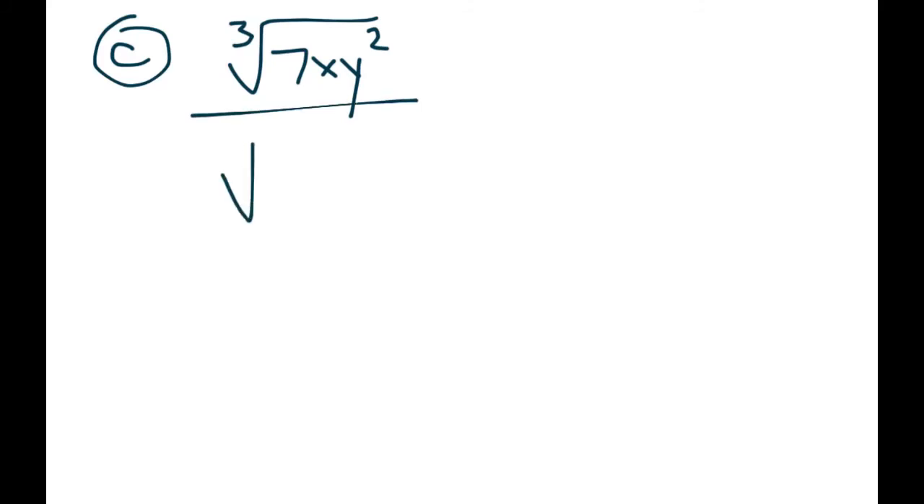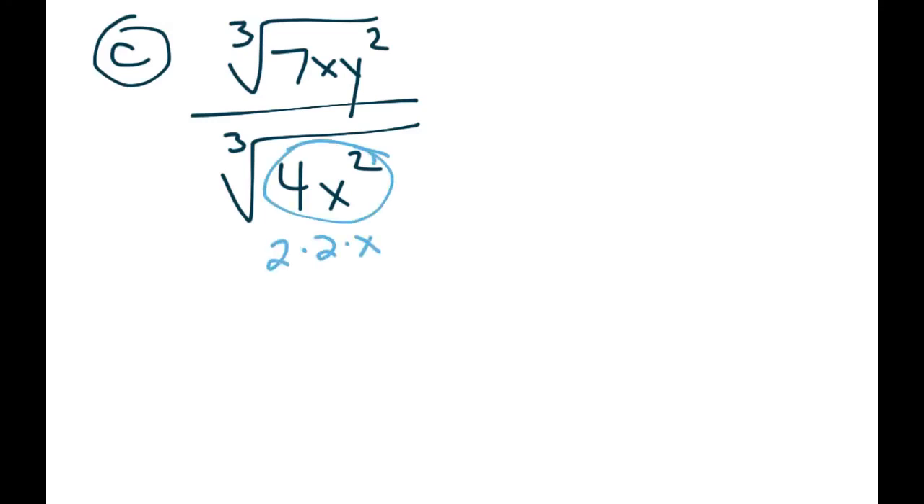All right, let's try this again. The cube root of 7xy squared over the cube root of 4x squared. You don't have to simplify it if you don't want to. You can leave this and look at this and go, okay, well, I have a 2, an x, and an x, but it's a cube root, so I need 3 of each. So in order to have 3 of each, I need another 2 and another x.